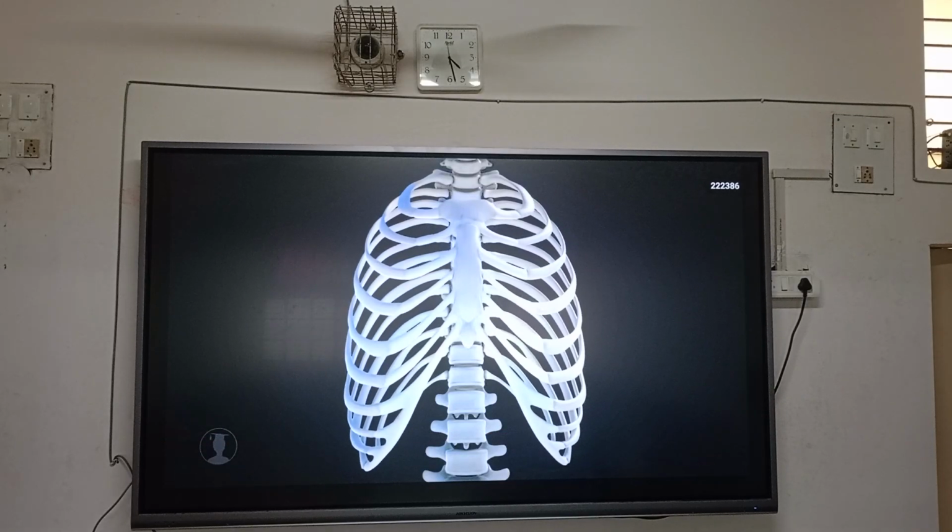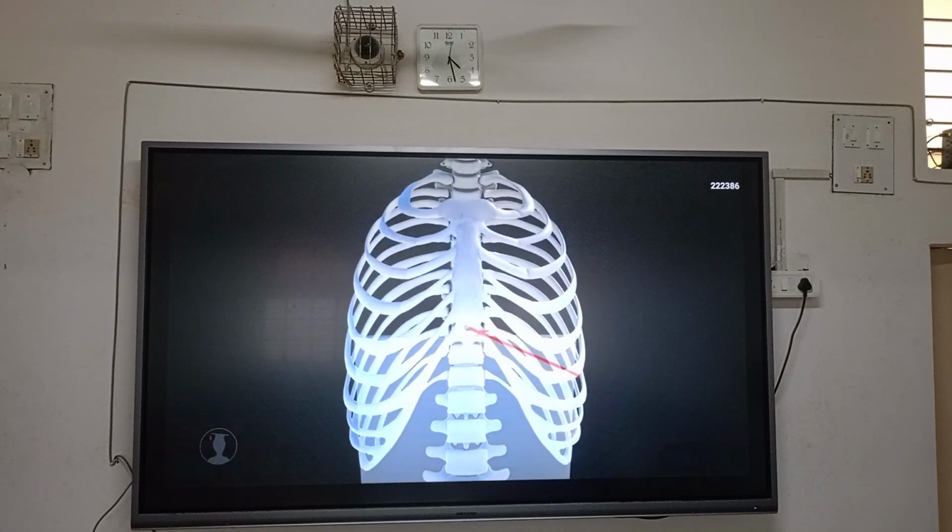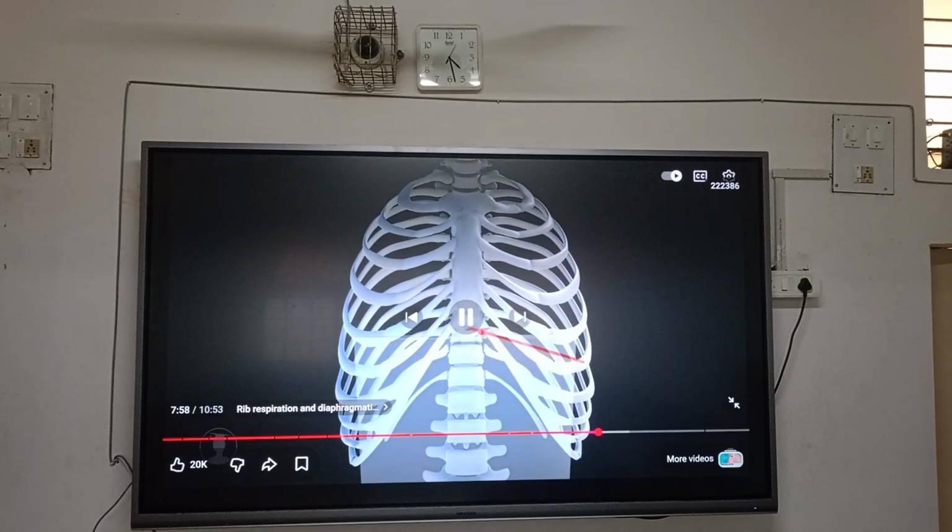The rib movement can be imagined similar to the handle of a bucket. The handle is shown here in red. Therefore, it is called bucket handle breathing motion.